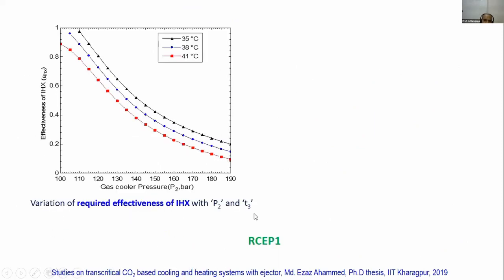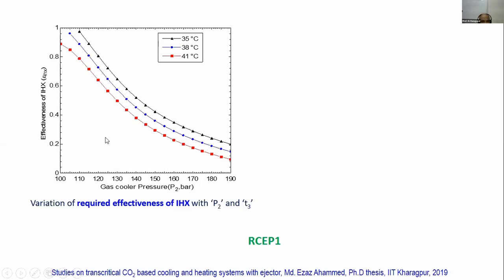Again, you can see the effect of your gas cooler pressure. This graph, please look at it a little carefully, because from this graph we'll decide what sort of effectiveness is required for the intermediate heat exchanger. And what is the advantage of operating the gas cooler at higher pressure? These three curves refer to three different gas cooler exit temperatures. The exit temperature is varied from 35 to 41 degrees.